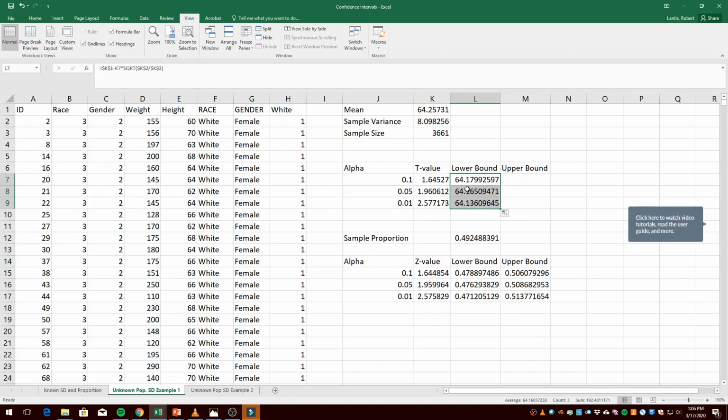Now notice, it doesn't change very much because we have a pretty high sample size here, which is going to force that margin of error to be pretty small. So when we're adding and subtracting, it's not changing that margin of error as much.